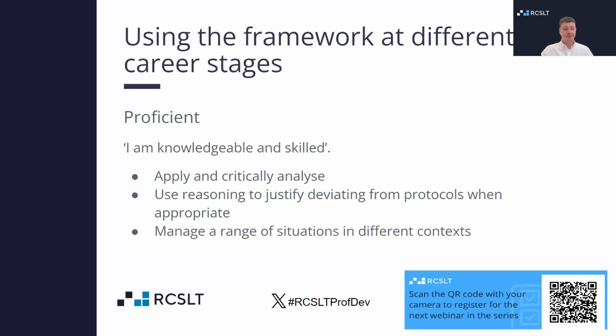Next slide, please. The next level is proficient. This is where you identify as being knowledgeable and skilled. Here you'd be expected to apply and critically analyze, to use reasoning to justify deviating away from protocols when appropriate, and to manage a range of situations in different contexts. Once again, this is probably past NQP preceptorship level, and you maybe start this around 18 months to 2 years after completing that. As with previous ratings, this could also just be an area that you've had no experience in before, because of the varied areas that SLTs work in.